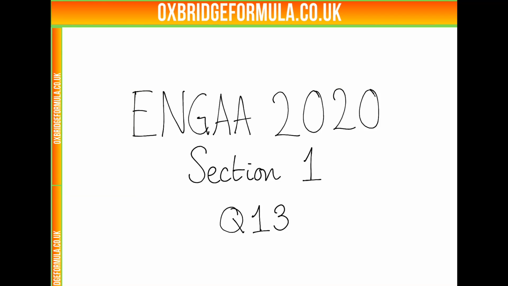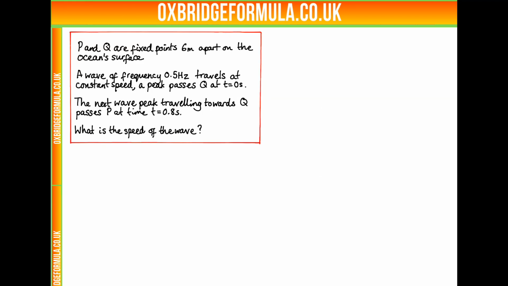This question is taken from the ENGAA 2020 section 1 paper, and it is question 13. P and Q are fixed points 6 meters apart on the ocean surface. A wave of frequency 0.5 Hz travels at constant speed from P to Q. A peak passes Q at t equals 0 seconds.